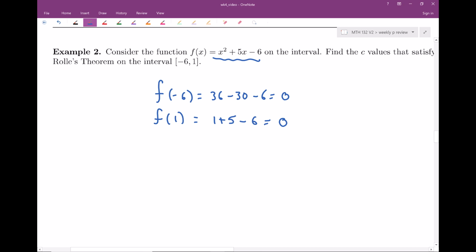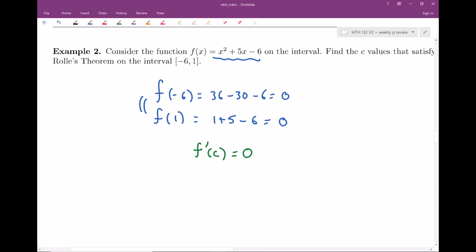So here you can see that the function's value at negative 6 is actually the same as the function's value at 1. Now, our function is nice, it's continuous and differentiable actually everywhere because it's just a nice quadratic. It's a polynomial, so these are going to be continuous and differentiable everywhere. So this satisfies all of the conditions for Rolle's theorem. These are all the things that we need to have hold true. And so in this case, the conclusion of Rolle's theorem is that you can go out and find a c value, at least 1, where the derivative at c is equal to 0.